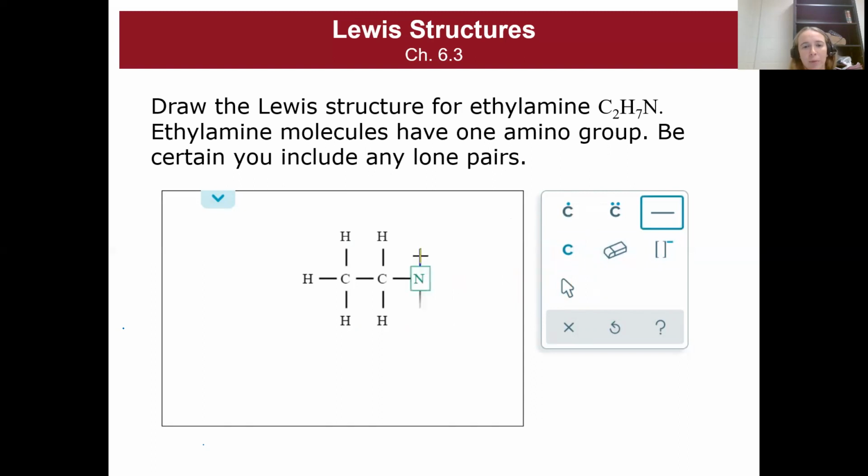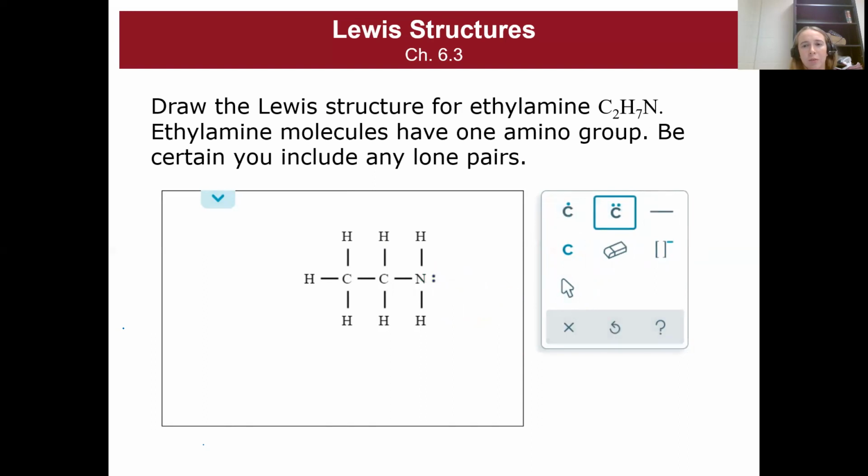And now we want more bonds, and we have to use our remaining hydrogens. So I have 5 hydrogens already. So let's see what happens. So I'm counting my hydrogens, there's 7. So I don't actually need a bond here, so I use the eraser to get rid of the bond. Oh, right, don't need a bond.